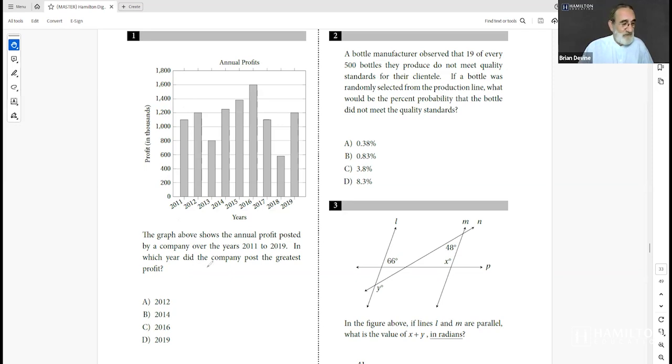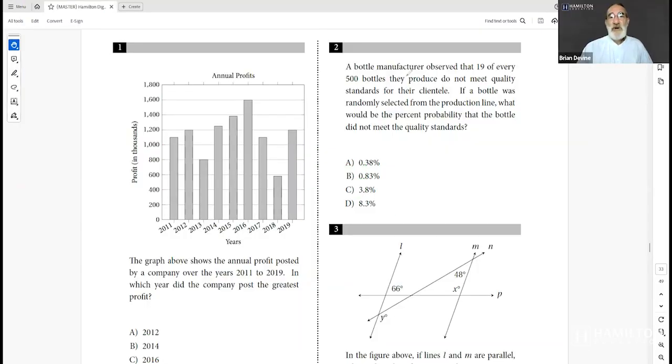Well, the greatest profit is going to be where the biggest bucket is. And so if we just identify which year had the biggest bucket, we've got the largest profit. And that's easy to see on a histogram because it's the tallest stack. And that would be the year 2016. So C is the correct answer.